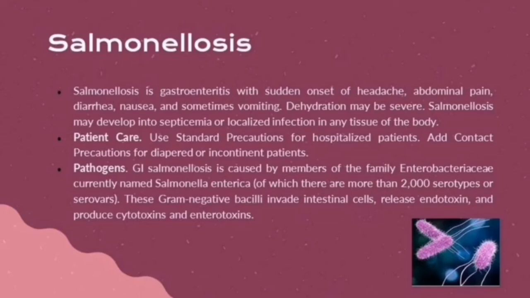Pathogens. GI salmonellosis is caused by members of the family Enterobacteriaceae, currently named Salmonella enterica, of which there are more than 2,000 serotypes or serovars. These gram-negative bacilli invade intestinal cells, release endotoxin, and produce cytotoxins and enterotoxins.